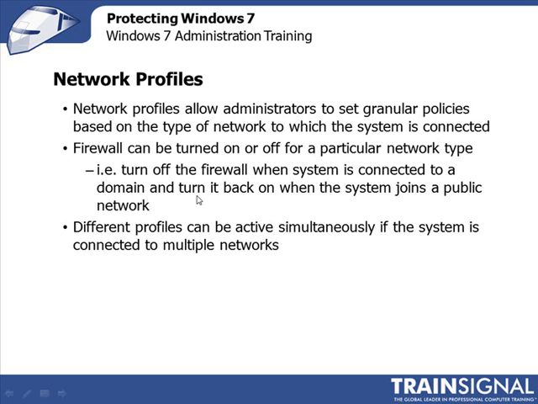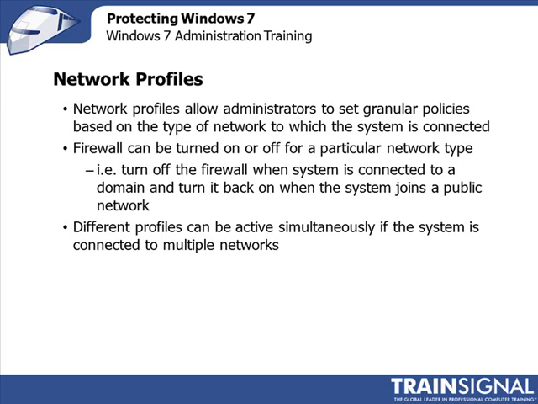So, you could do something like turn the firewall off when the system is connected to the domain and have it automatically turn back on when the system joins a public network. This is all done via network profiles. Different profiles can be active simultaneously if the system is connected to multiple networks.